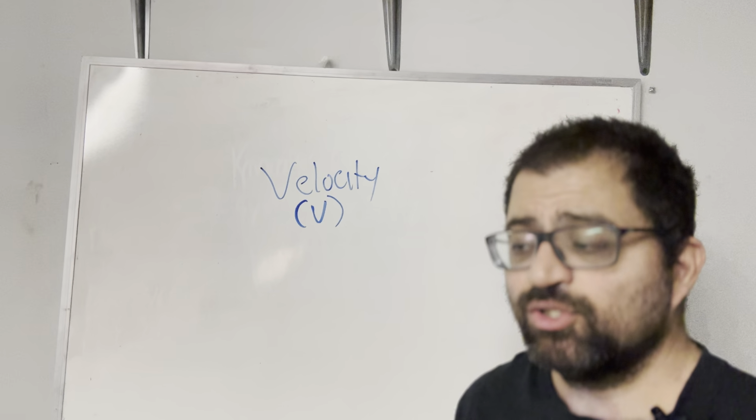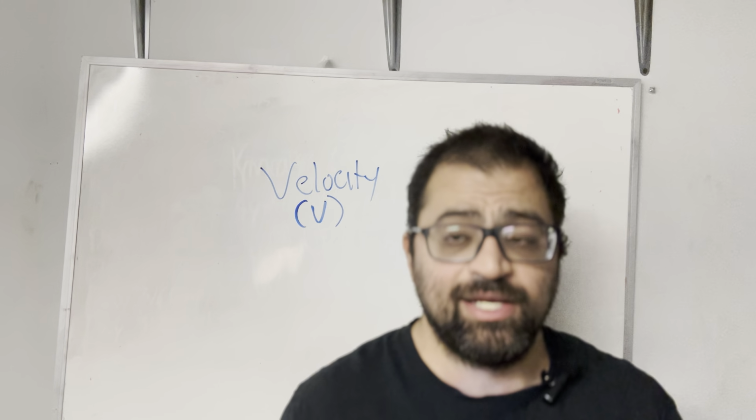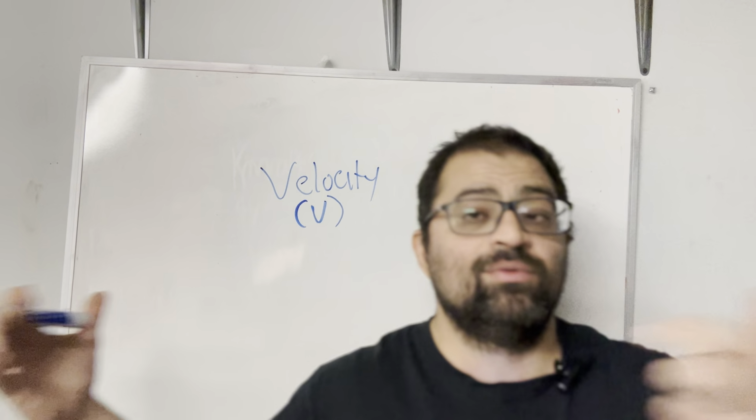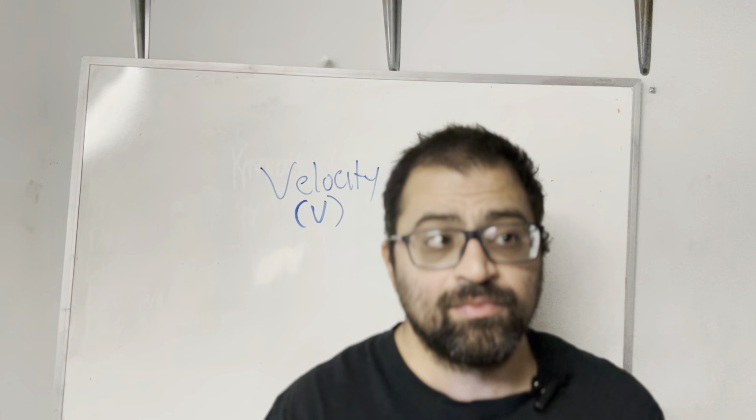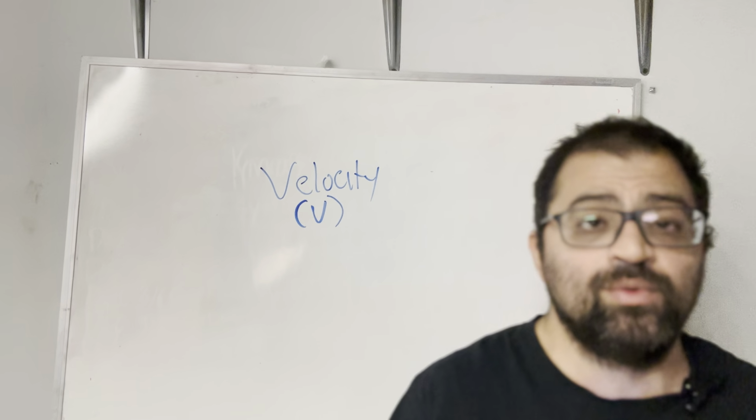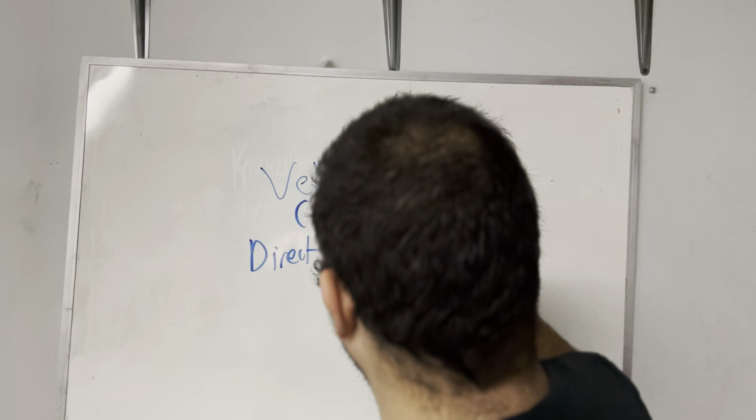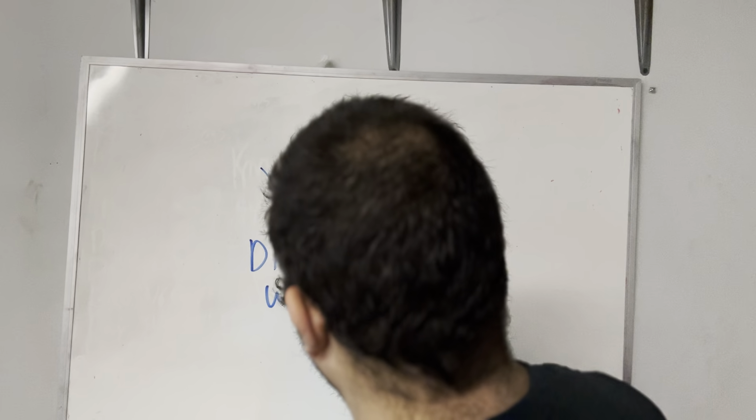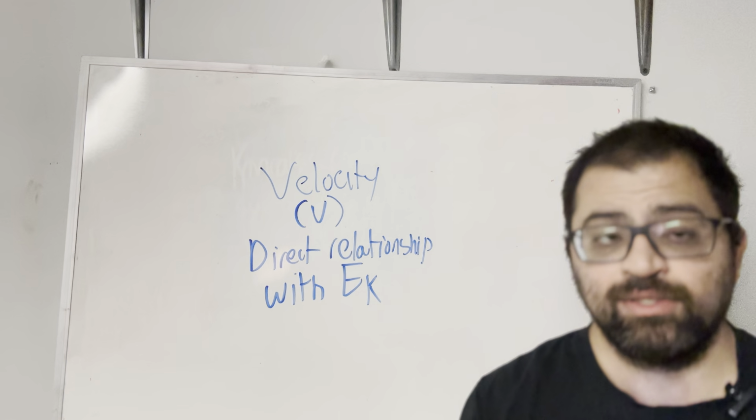So we're going to use the V to represent that. Now, this makes logical sense. If an object has to be moving in order for it to have kinetic energy, it has to have velocity. And what kind of relationship do we think velocity is going to have with kinetic energy? It's going to have a direct relationship. The faster you go, the more kinetic energy you're going to have. And so what do you get? You're going to get a direct relationship with kinetic energy. So velocity has a direct relationship with kinetic energy.